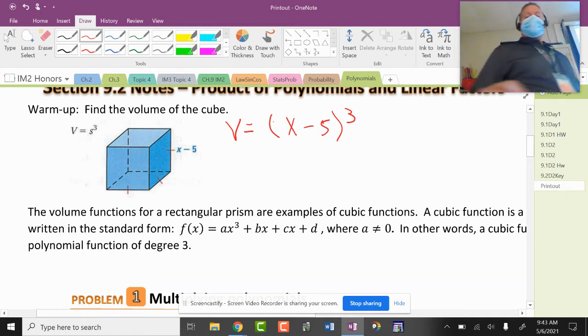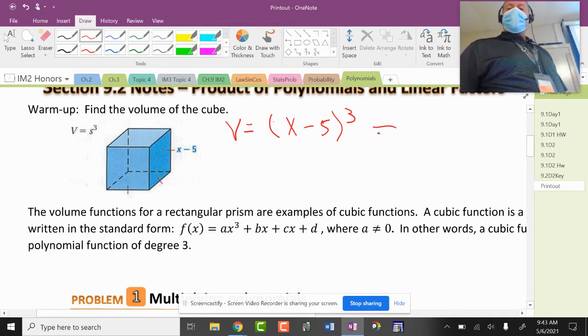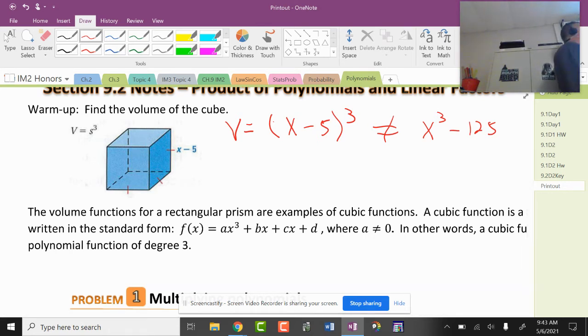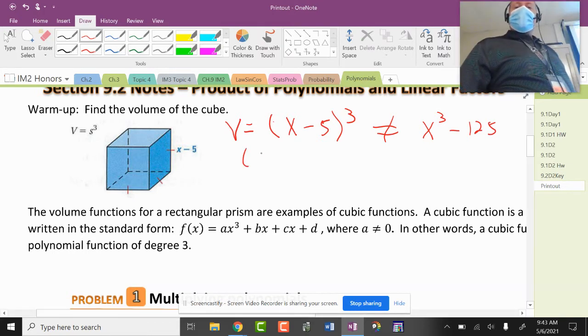Now, I'm going to put this. This is not equal to x cubed minus 125, meaning x cubed minus 5 cubed. That is a lie. Definitely write that down and say that is naughty. This is x minus 5 times itself 3 times.